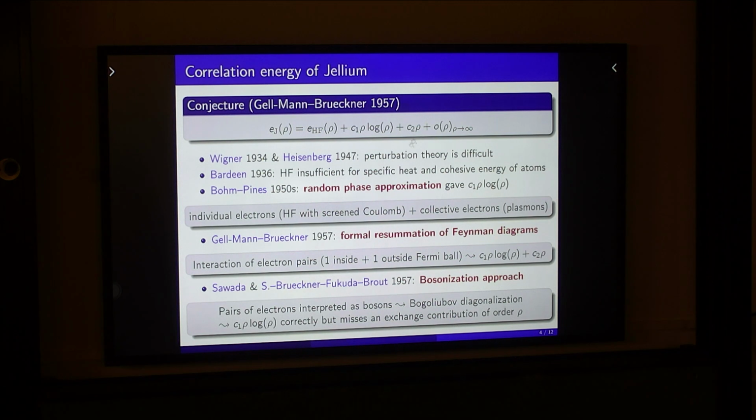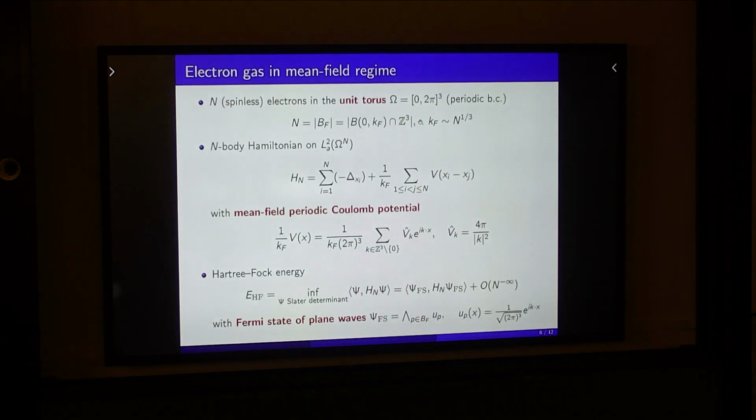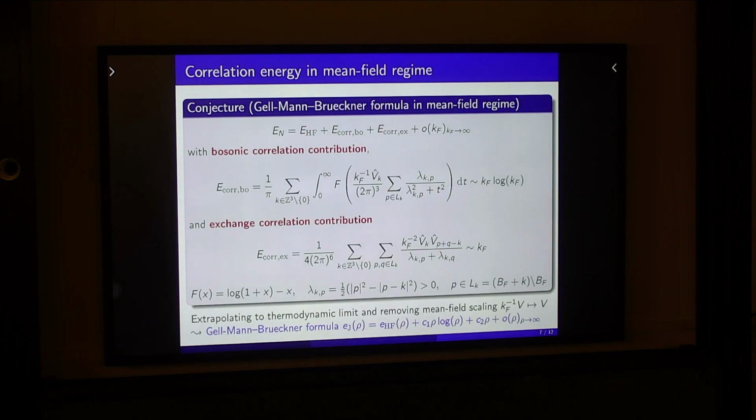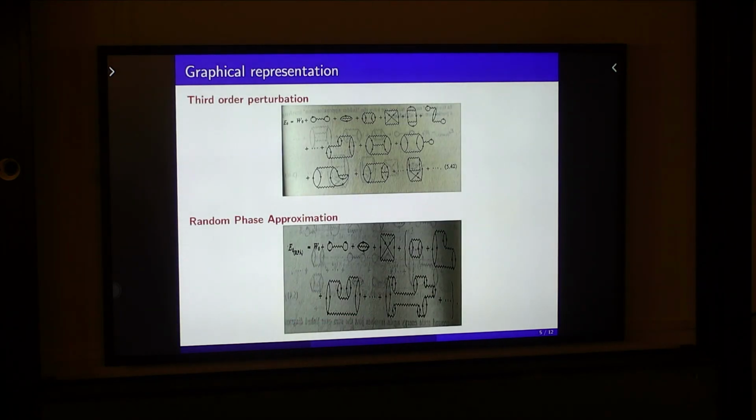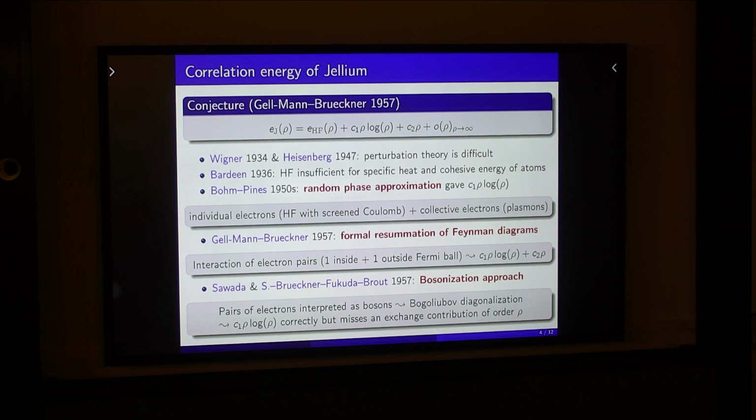So then, as a next step, Gell-Mann and Brueckner basically came up with a formula. So they went beyond. So the next term depends. So you see that for the Hartree-Fock energy, the kinetic energy goes like density to the 5/3. The exchange energy is rho to the 4/3. And then the next one goes like proportional to rho log rho, and the next one is just rho. This is now I know why one can make this mistake. Okay, so this was the wrong one.